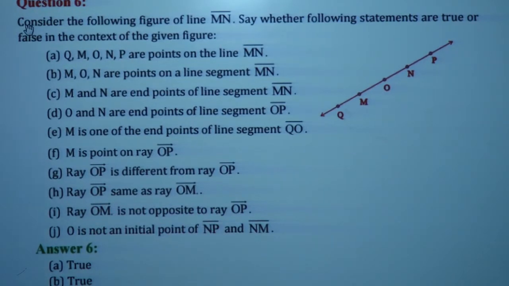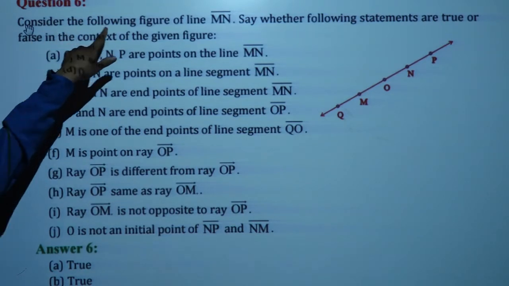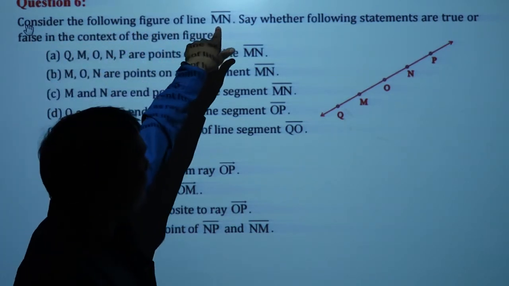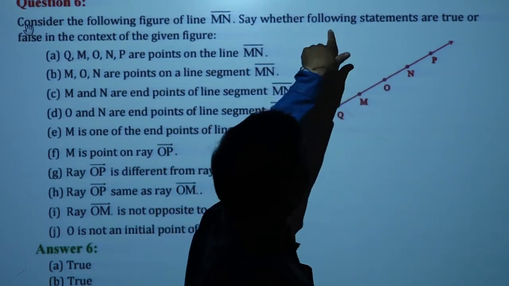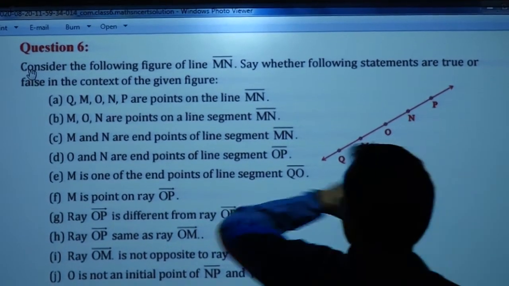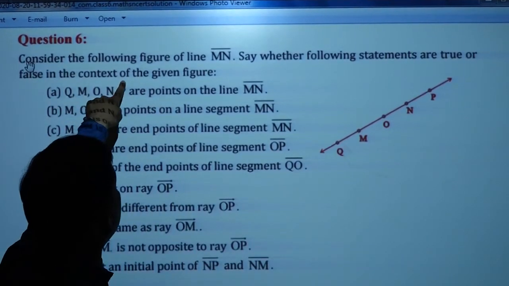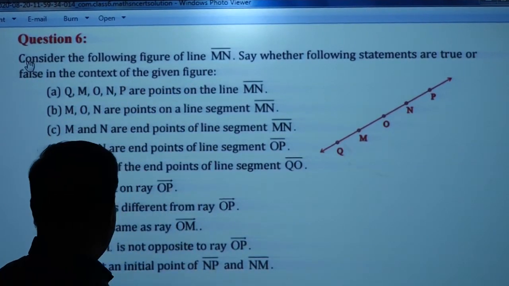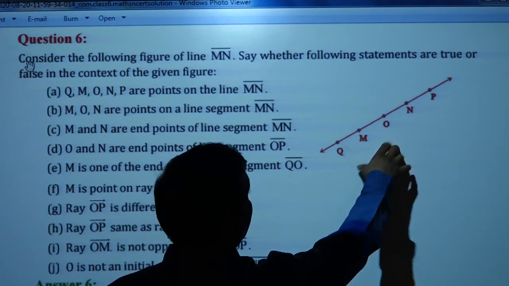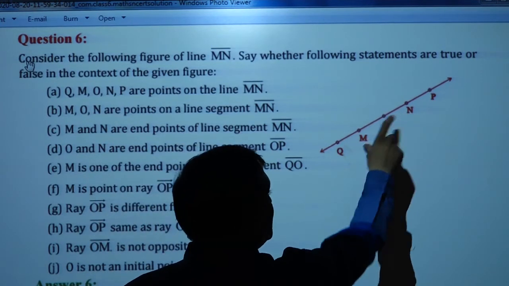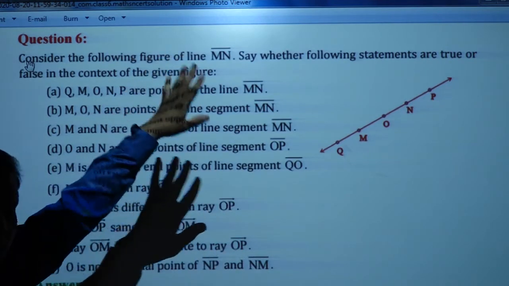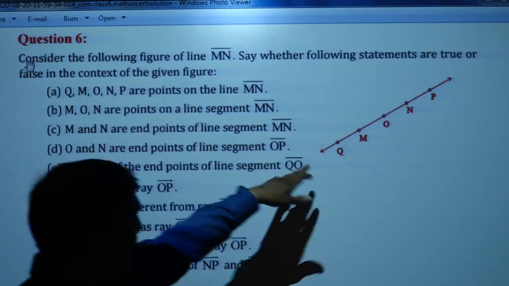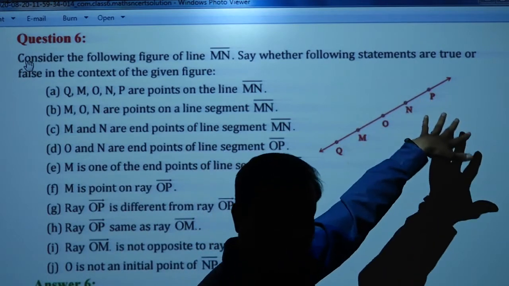Question number 6. Consider the following figure of line MN. You have to show this line. Say whether the following statements are true or false in each case of the given figure. As you see in this figure, the name of the figure is given as MN. You can use QP also, no problem, but here we choose MN. That depends upon the question. So you can take QP also, given line QP.